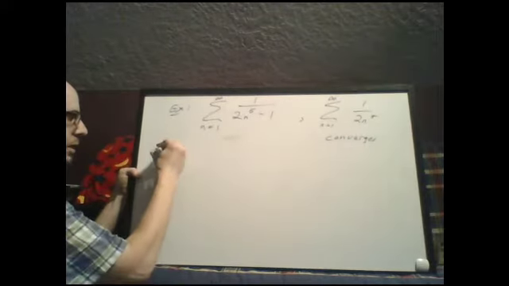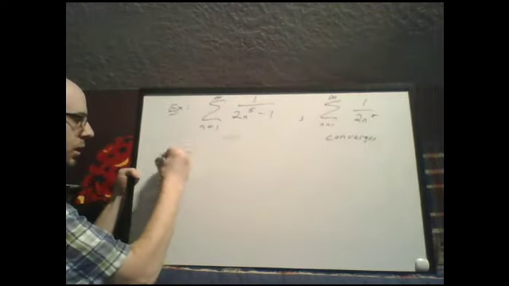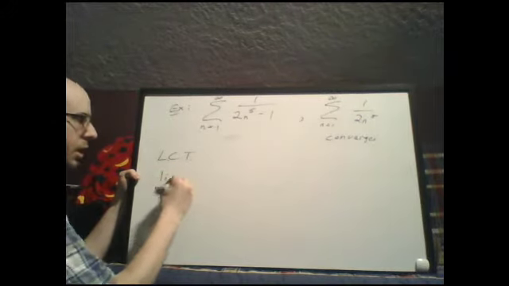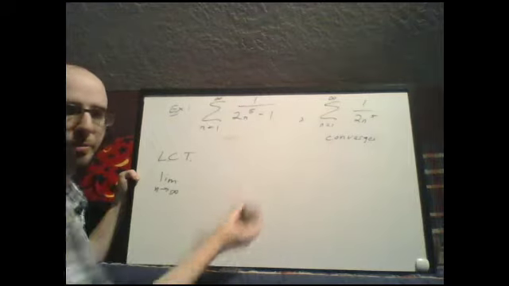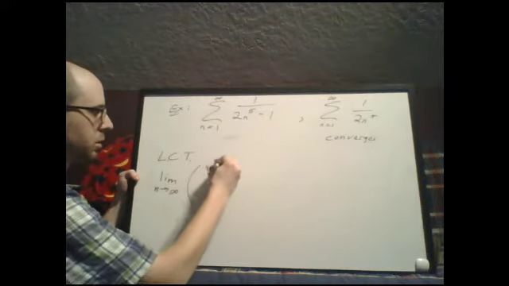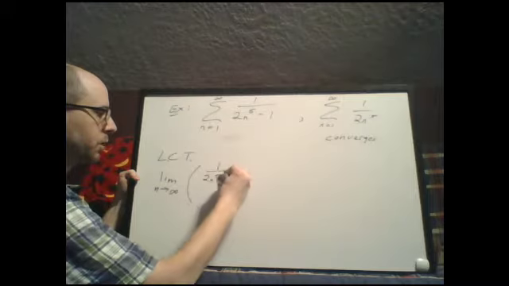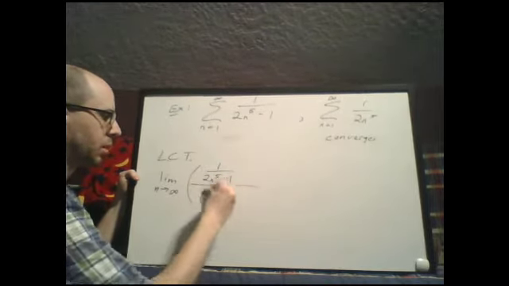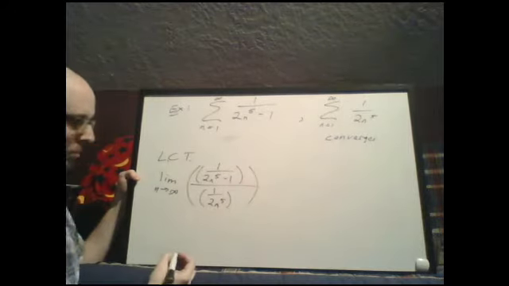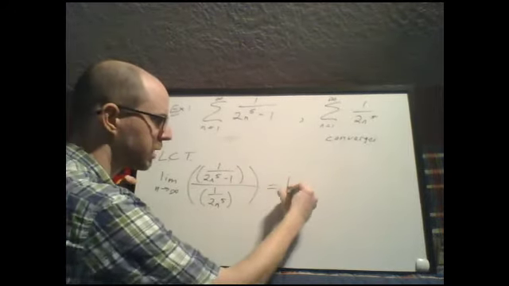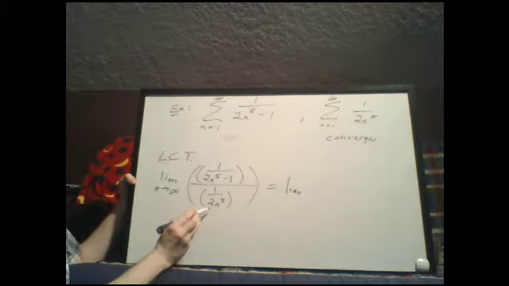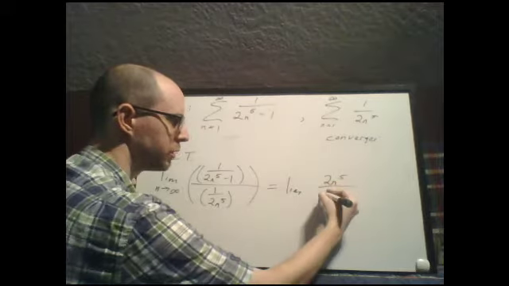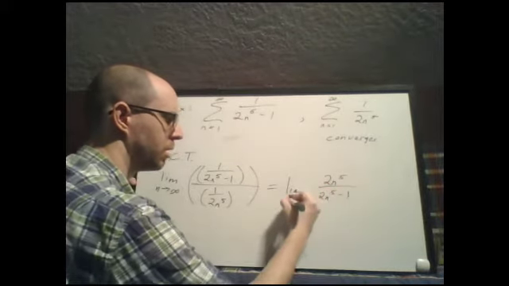But if I instead use the limit comparison test, I look at the limit as n approaches infinity of one of these divided by the other one. So we'll do 1 over 2n to the 5th minus 1 divided by 1 over 2n to the 5th. Now let's simplify that so we can find the limit. This 2n to the 5th will flip up to the top. We'll have 2n to the 5th over 2n to the 5th minus 1 as n goes to infinity.